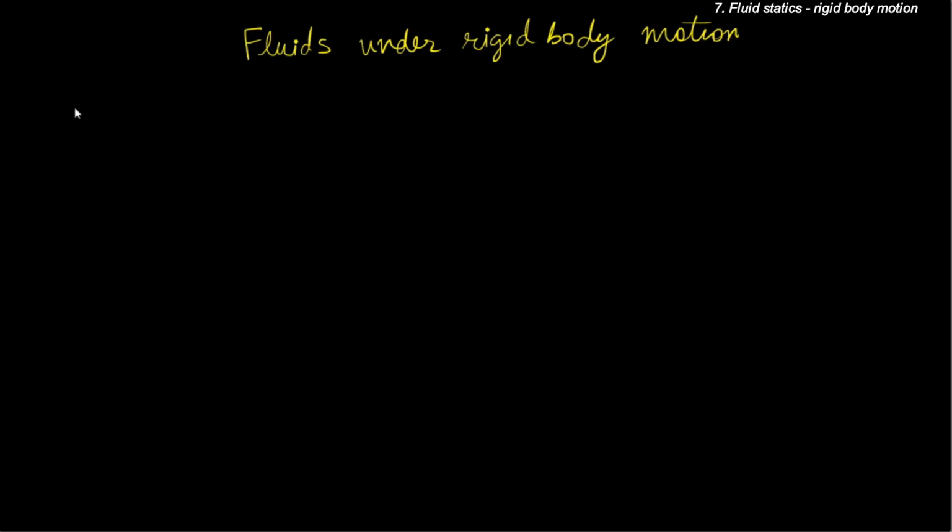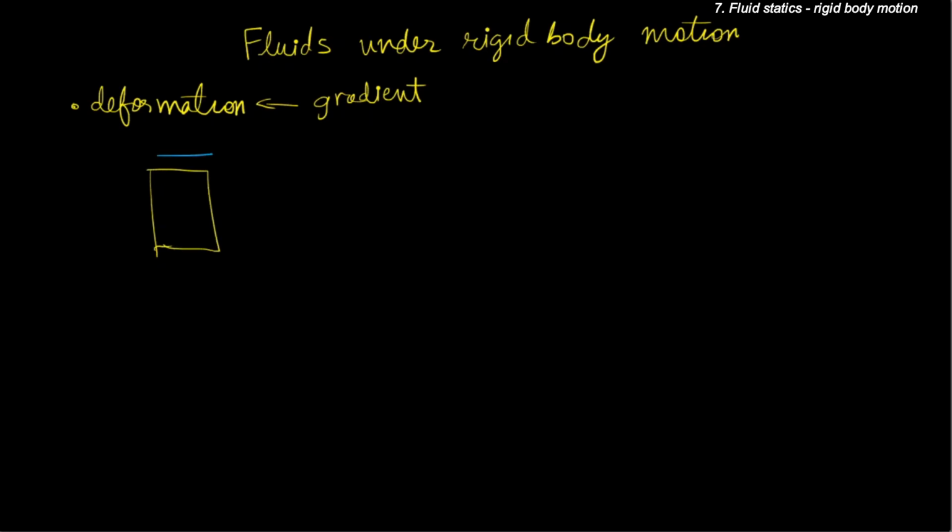We have already seen that in order to have deformation, we need a gradient in the velocity field. And this meant that if we have a fluid element like this, and if you have a higher relative velocity of the top face with respect to the bottom face, it would lead to a deformation of the fluid element. However, if both the velocities are equal, then the fluid body would simply translate without any deformation. So now let us look into the theory of it.